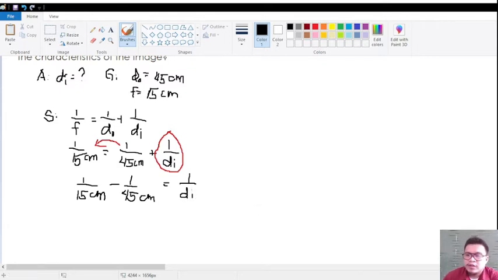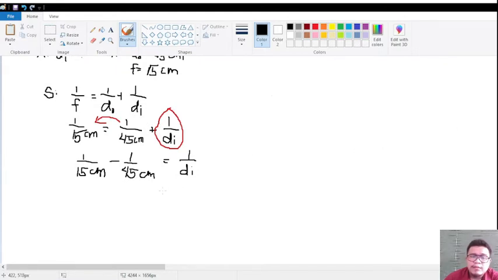Now that d_i is isolated, we need to perform an operation between 1 over 15 centimeters and 1 over 45 centimeters. And since both of them are dissimilar fractions, we need to find a common denominator for the two denominators of these fractions. So, what way can we do that? We are going to look for the LCD of the denominators 15 and 45. So, what is the LCD of 15 and 45? Well, you're right. The LCD is 45 centimeters. Why 45? Because 45 can be divided by 15 and of course can be divided by itself.